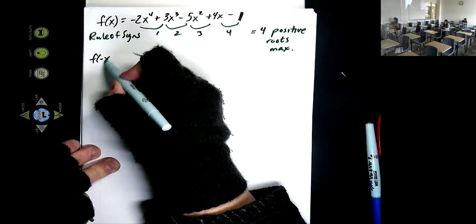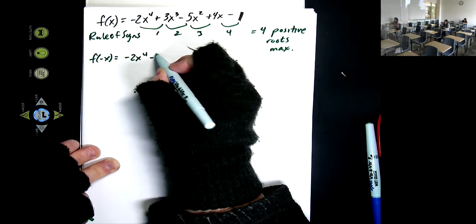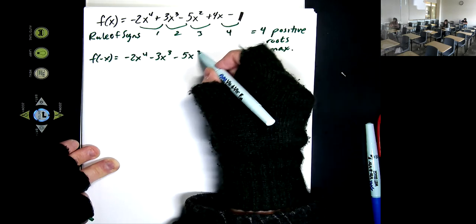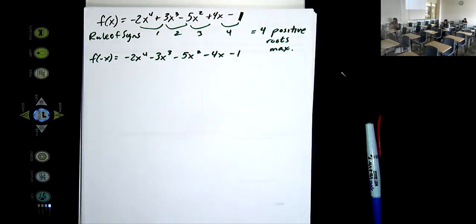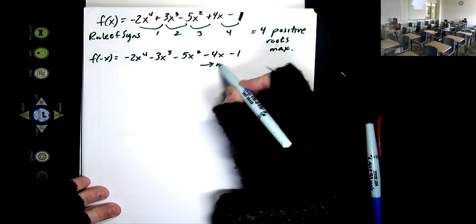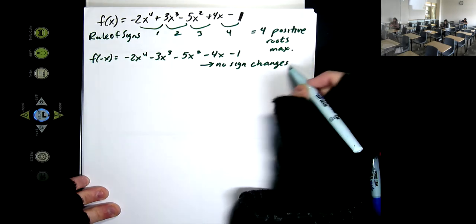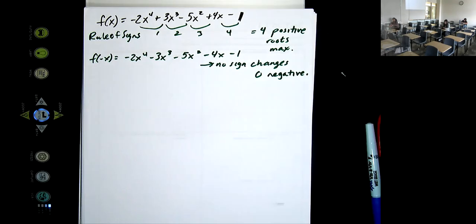If I do f of negative x, all the odd exponents just change signs. This has no sign changes. So 0 negative roots. That's good. We just completely eliminated half the options that we could have. That's phenomenal.